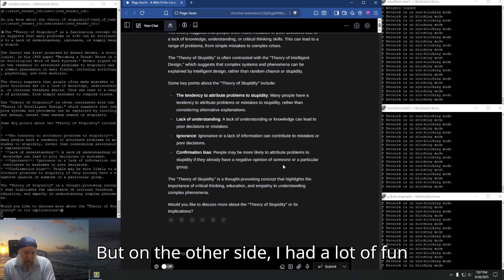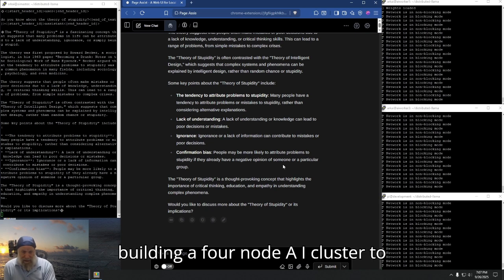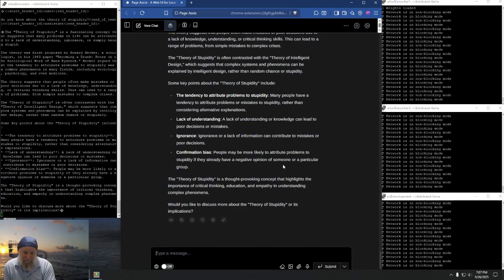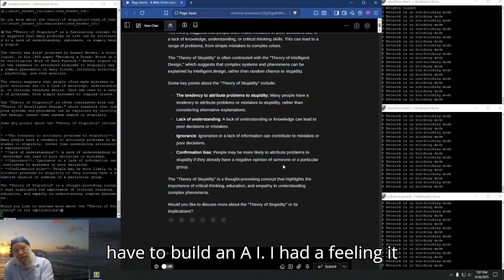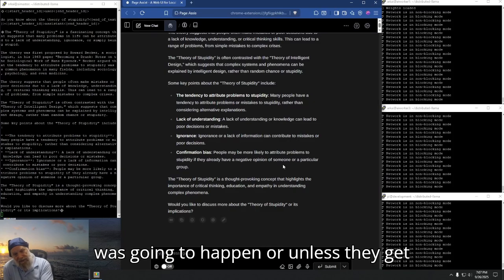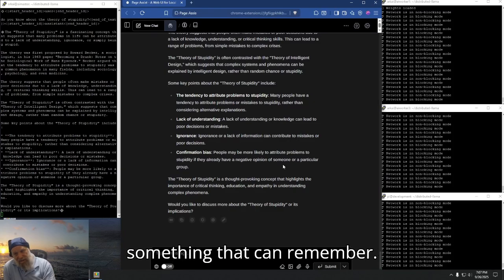But on the other side, I had a lot of fun building a 4-node AI cluster to figure out what this does. As of right now, I'm probably going to have to build an AI. I had a feeling it was going to happen. Or unless they get something that can remember.